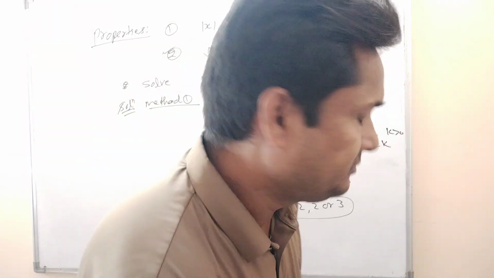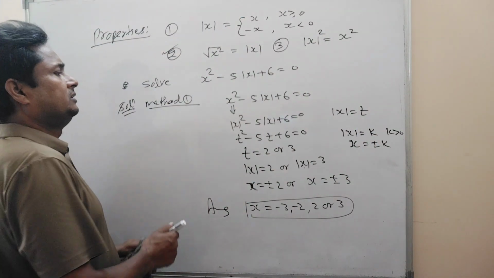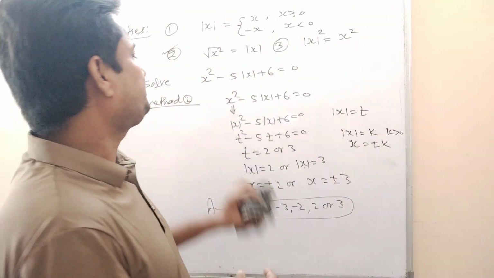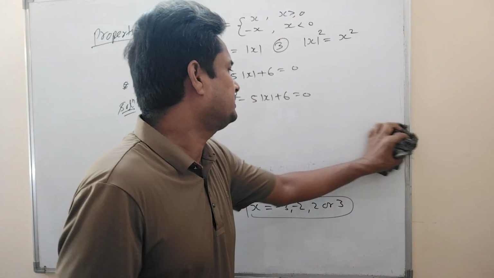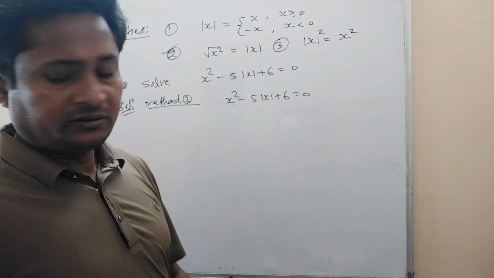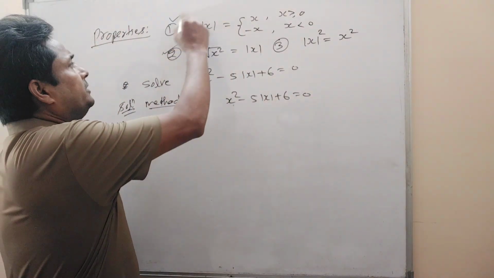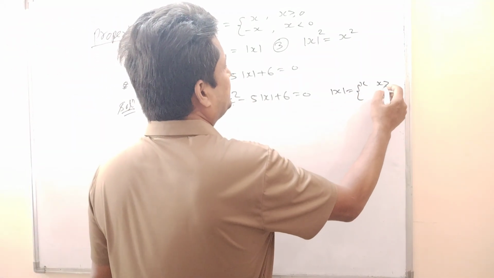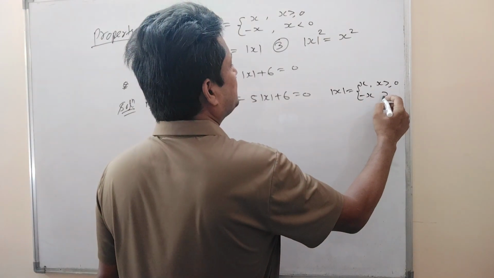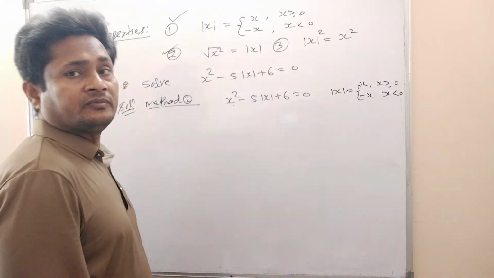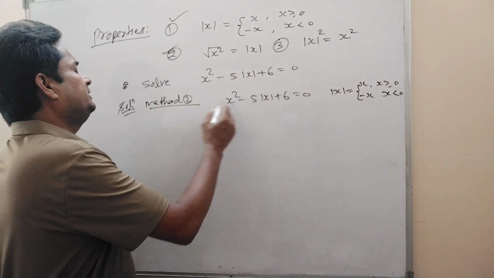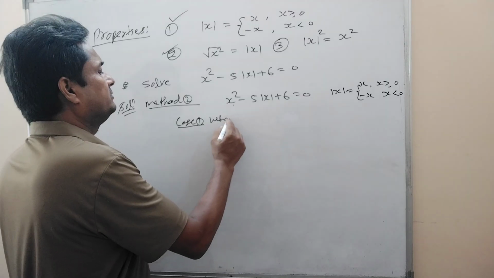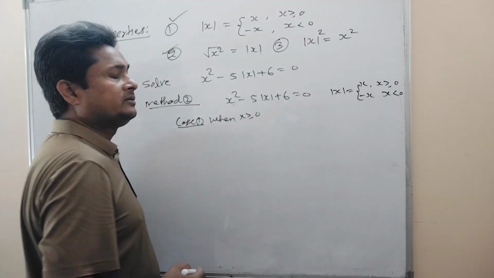Now the same question we can solve by another method. I am telling you all possibilities. Let's solve by using the first property. Mod x can be written as x when x is greater than or equal to 0 and minus x when x is less than 0. Right? So we can use here case 1, when x is greater than or equal to 0.